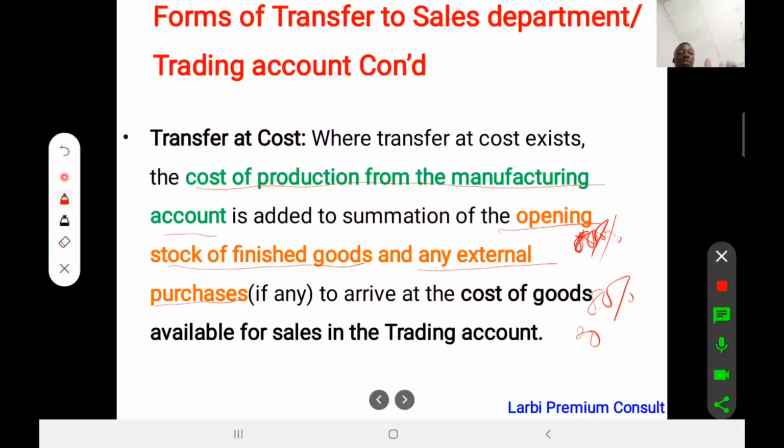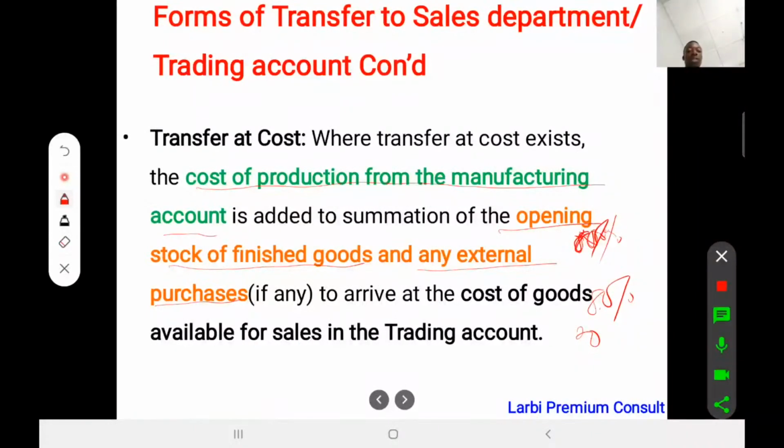The cost of production from manufacturing is going to be added to your opening stock of finished goods in the trading account and any external purchases, if any, to arrive at the cost of goods available for sale in the trading account. That is how we engage with the transfer at cost. There is no element of profit, so we just transfer the cost to be part of the opening stock of finished goods and any external purchases, to arrive at your cost of goods available for sale in the trading account.